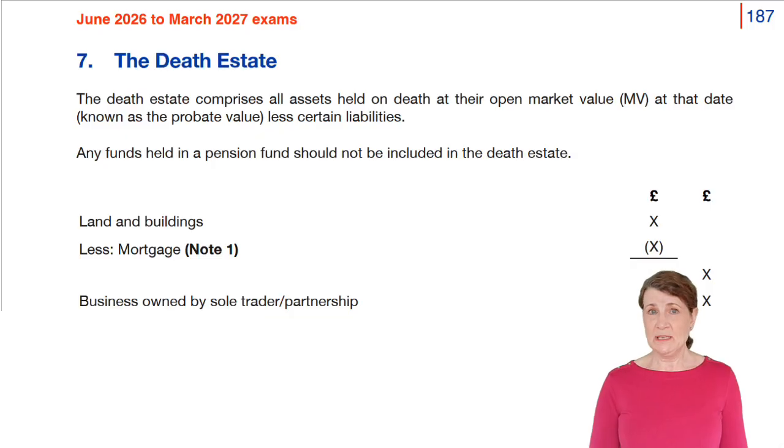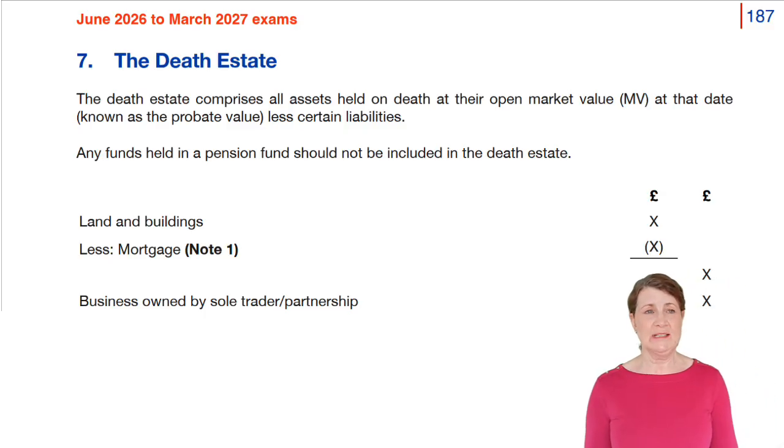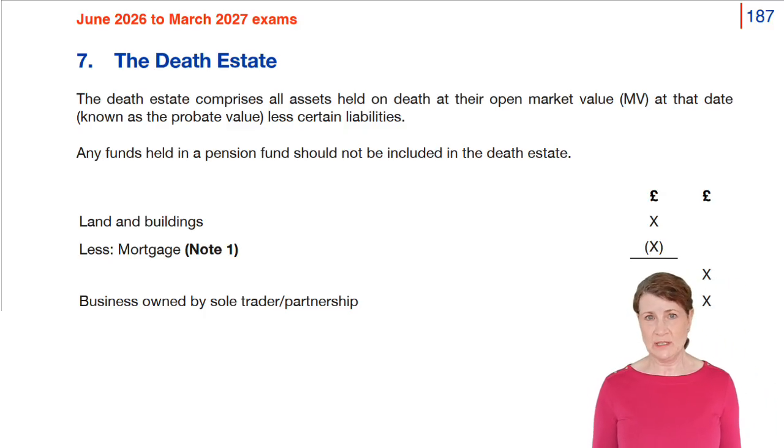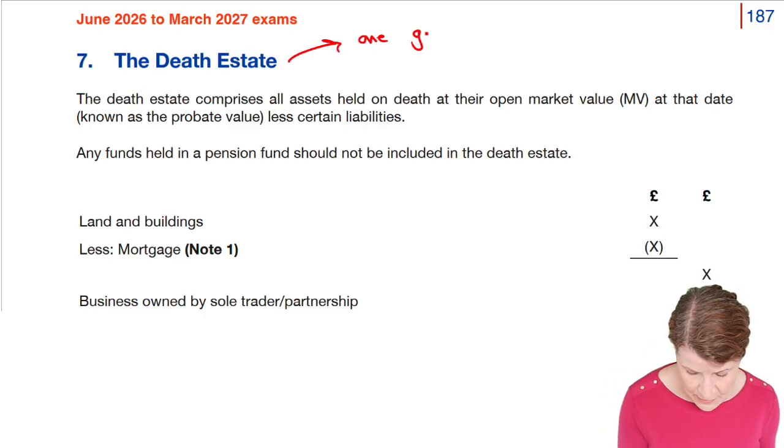Continuing with chapter 23, our inheritance tax chapter, we're now going to take a closer look at the death estate. So the death estate, as I mentioned before, is treated effectively as one giant transfer of value with no annual exemptions.